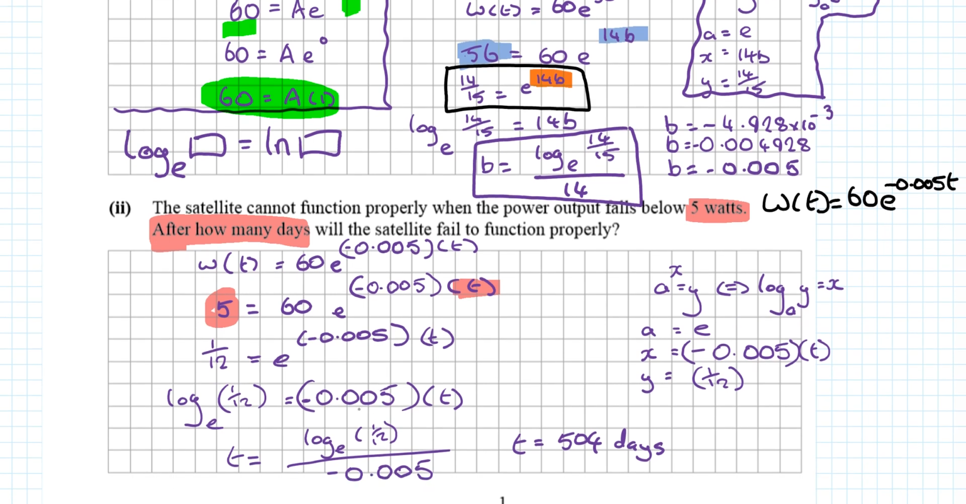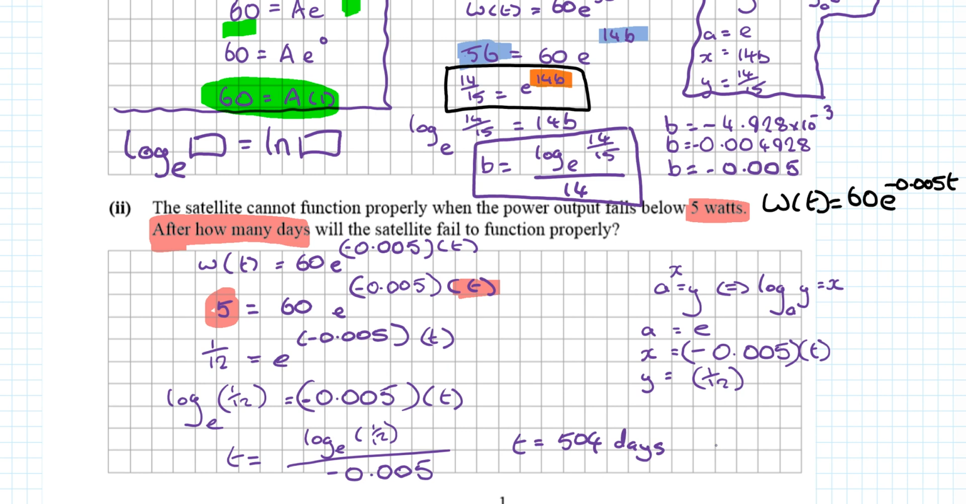Okay, how come I've introduced the log? Brilliant. Introduced the log, and I want to get t on its own. So I'm dividing by the minus 0.005, and we're getting 504 days.